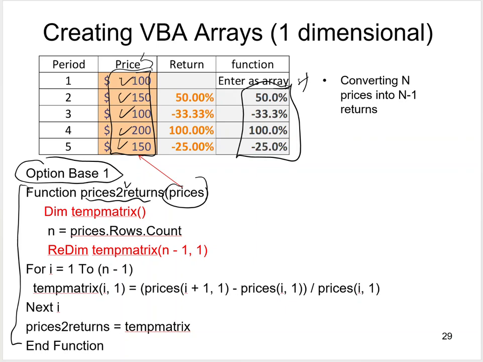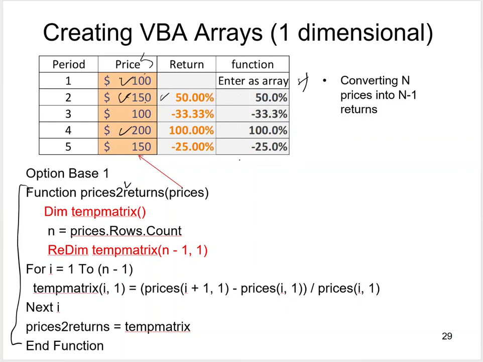So how do I know what the values are? I've made the calculations in the spreadsheet. If it goes from 100 to 150, it's a 50% return. And if it goes from 150 to 100, it's a minus 33% return. How can I get VBA to compute this entire array for me? It's not that useful, but it's useful to think about how VBA manipulates arrays and creates arrays.